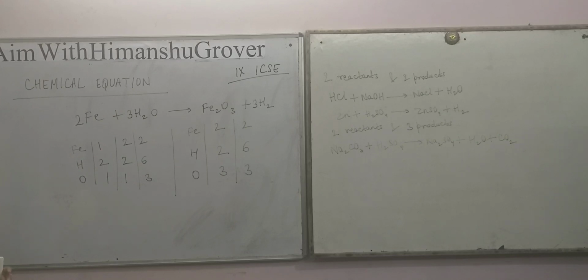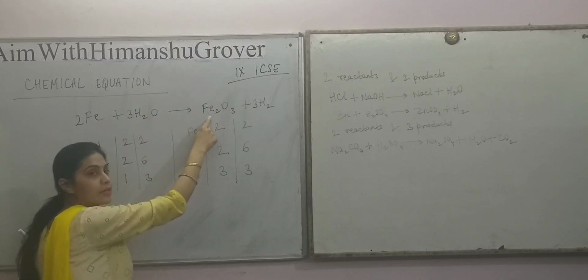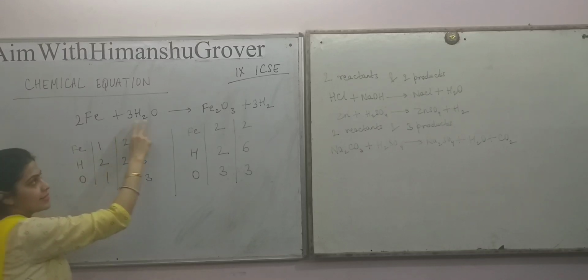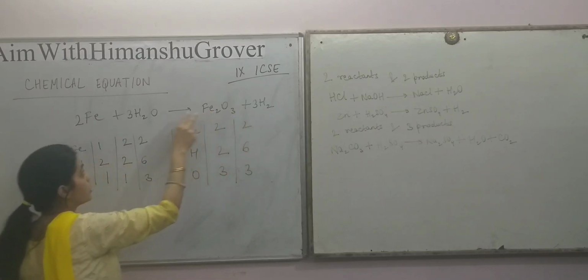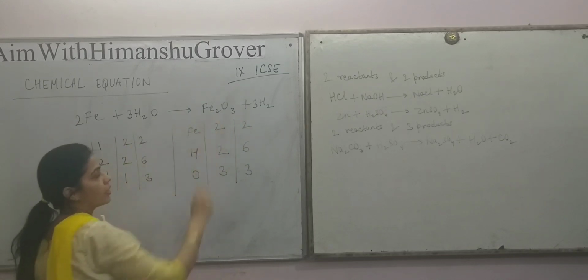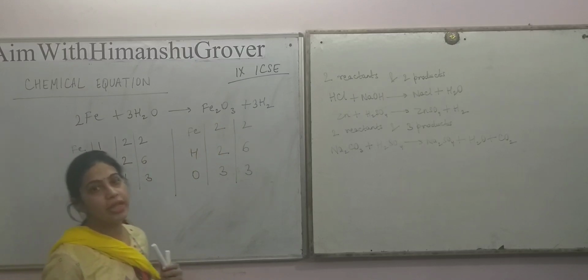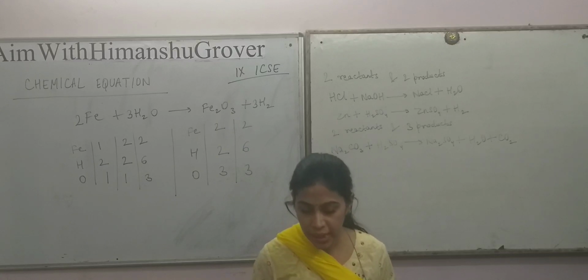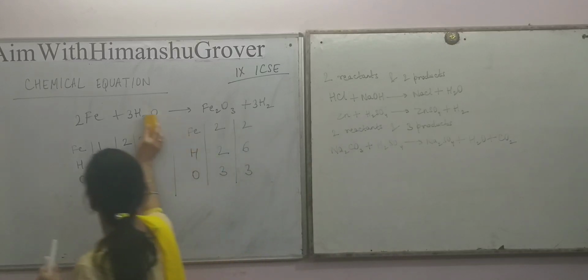Now you can see iron on the reactant side is 2 and on the product side it is also 2. The number of hydrogen on the reactant side is 6 and on the product side is also 6. The number of oxygen on the reactant side is 3 and on the product side it is also 3. Now this equation is balanced. Take another example.